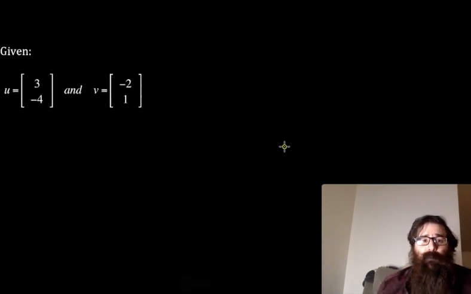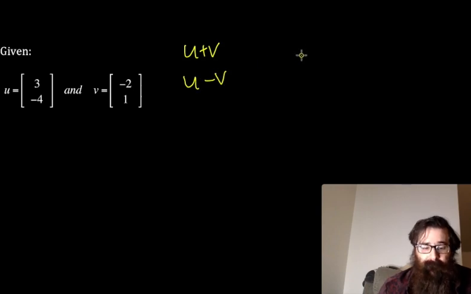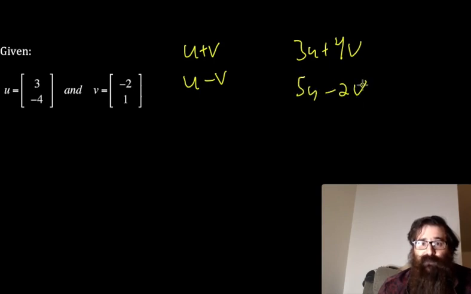Now let's take a look at a couple more examples. I don't want to do too much of this. I think you'll probably get the hang of it pretty soon. Here I'm given vectors u and v. U has entries 3, -4. V has entries -2, 1. And let's find u plus v. We'll find u minus v. We'll find 3u plus 4v. And we'll find 5u minus 2v.